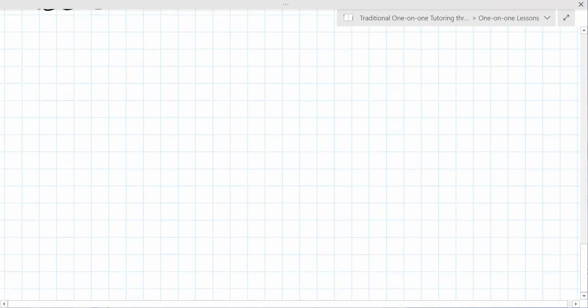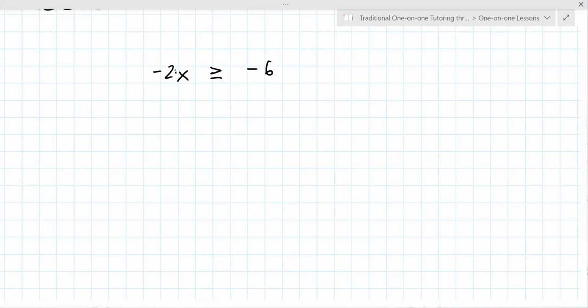All right. So now we're going to talk about something a little bit different here. So let's say it's negative 2x greater than or equal to negative 6. Okay, and this negative 2 is multiplying x. So how do you undo multiplication by negative 2? Divide both sides by negative 2.